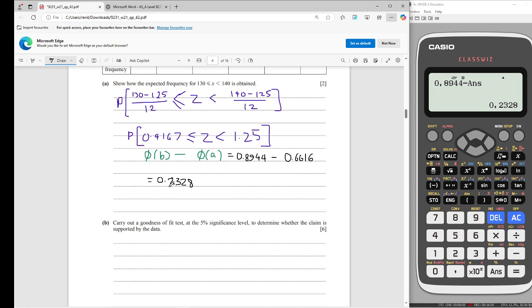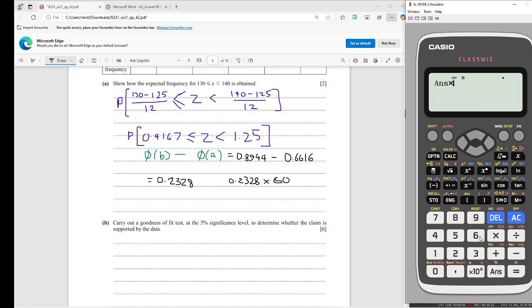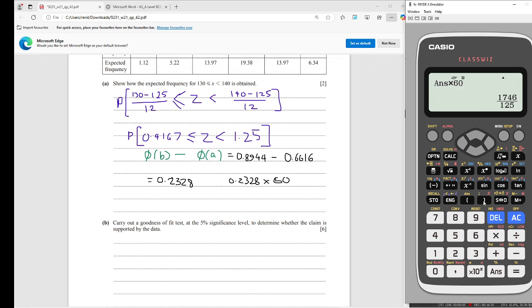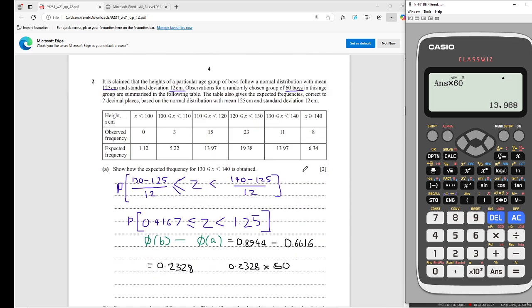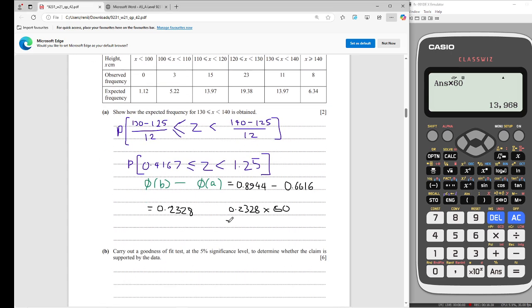So this is our expected frequency when our sample size is 1. However, when our sample size is 60, we multiply that with 60, so 0.2328 times 60, and if I'm not wrong, this should be 13.97, yeah. So it is going to be 13.97, and that's it.